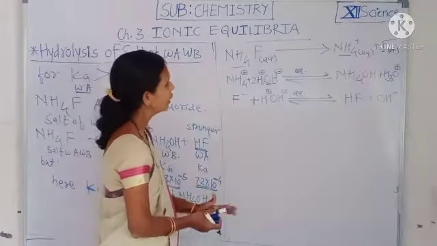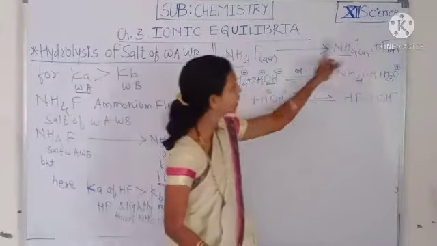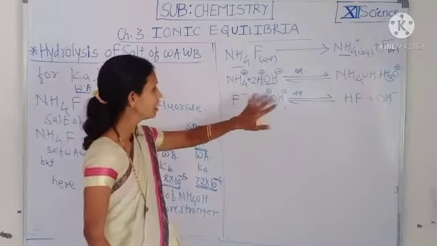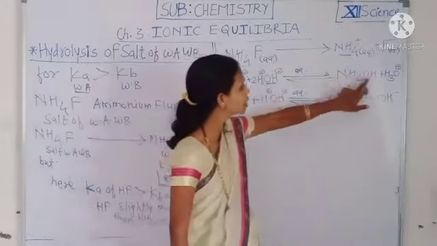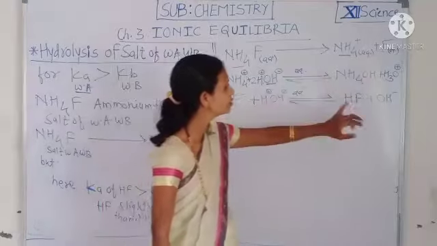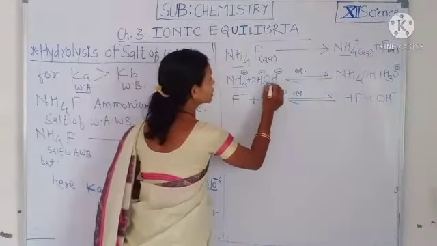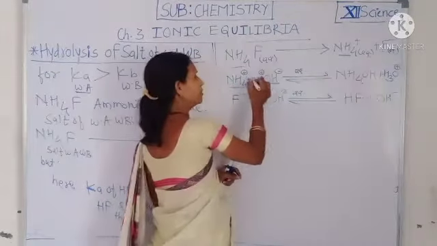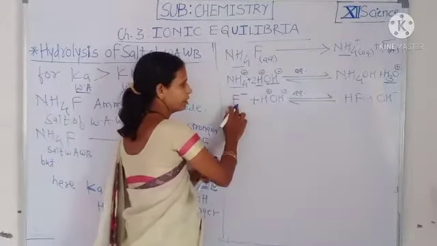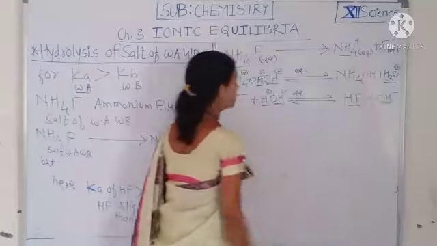That means when the salt in aqueous medium dissociates to give NH4 plus ion and F minus ion, both ions have a tendency to react with water. NH4 plus ion undergoes hydrolysis to give NH4OH plus hydronium ion, as well as F minus ion also reacts with water to give HF and OH minus ion. The H plus ion formed reacts with water to give hydronium, and F minus ion interacts with H plus ion of water to give HF, and OH minus ion formation takes place.